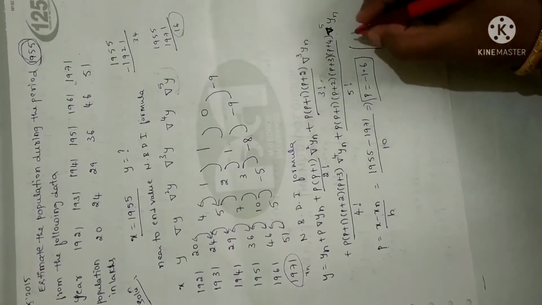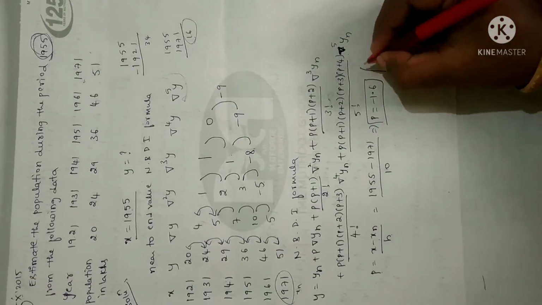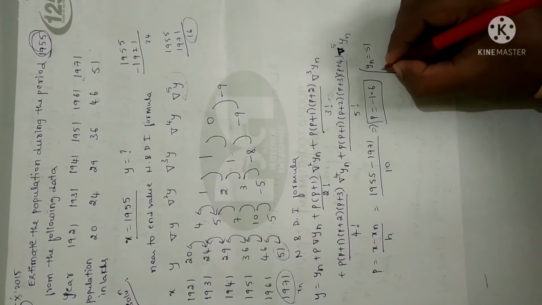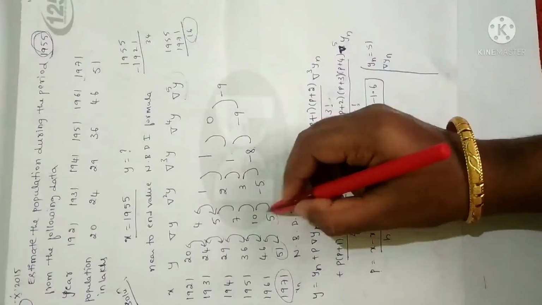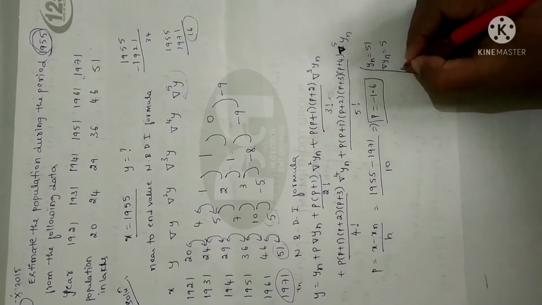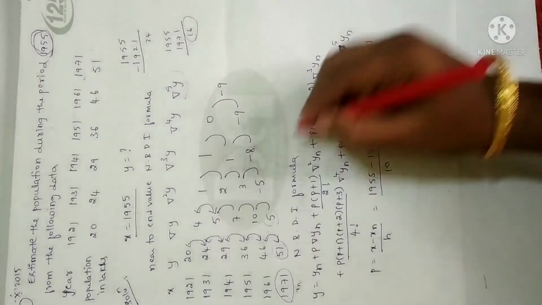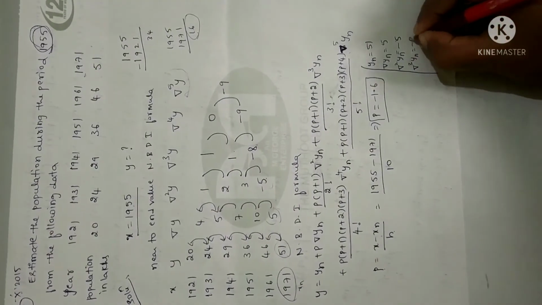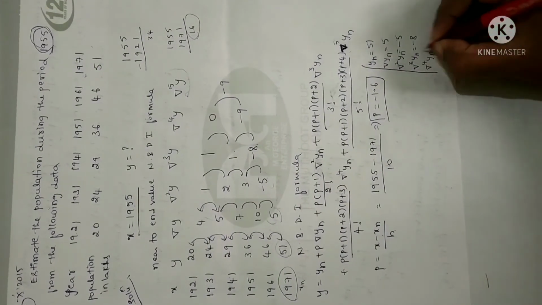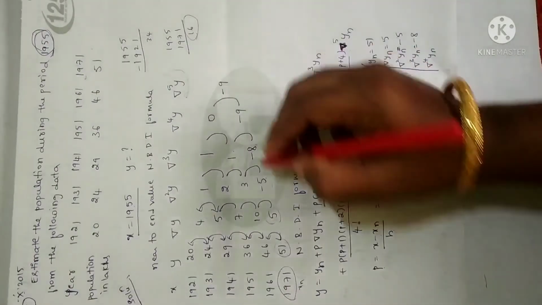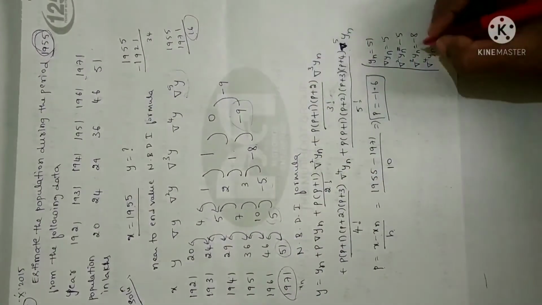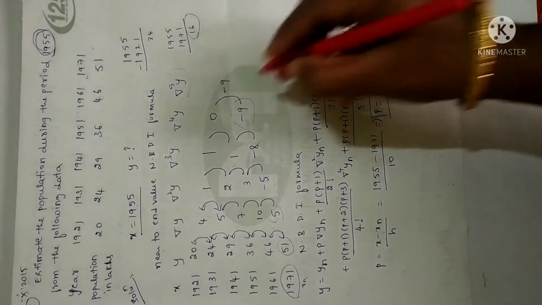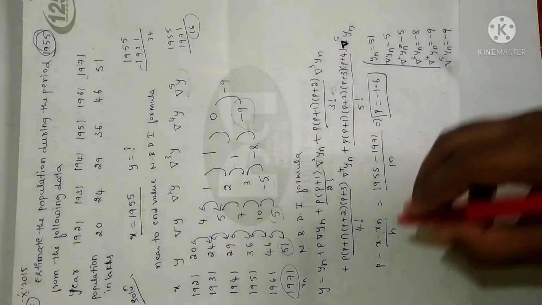Now let me make a list of the values that we need to calculate. yn is the last value of y, it is 51. Similarly, reverse delta yn is the last value, it is 5. Reverse delta square yn is minus 5, reverse delta cube yn is minus 8. All the last values will be the required values. Reverse delta power 4 is minus 9. Similarly, reverse delta power 5 of yn is also minus 9. Once you list the values, you can substitute in this formula.